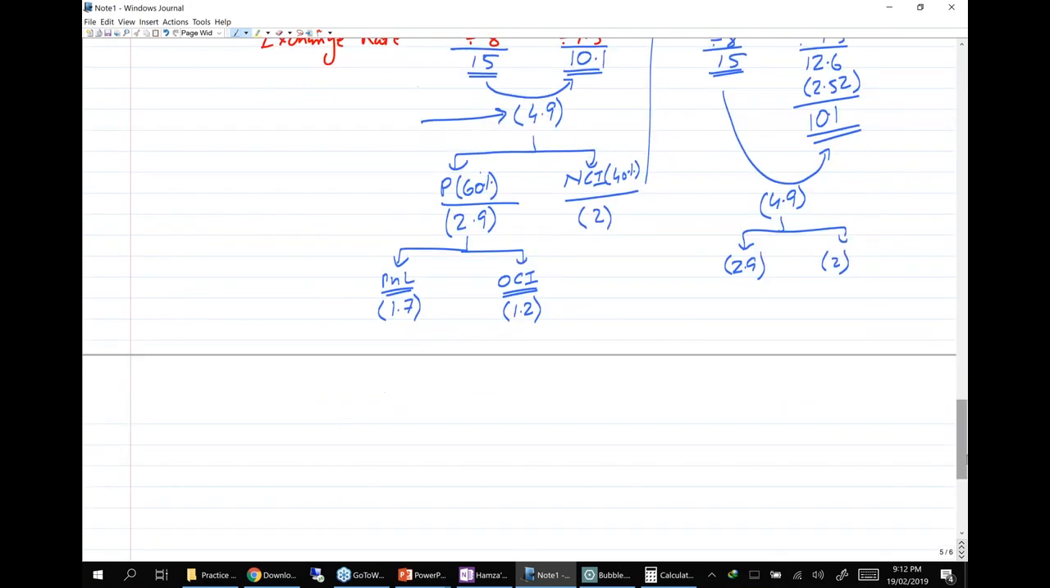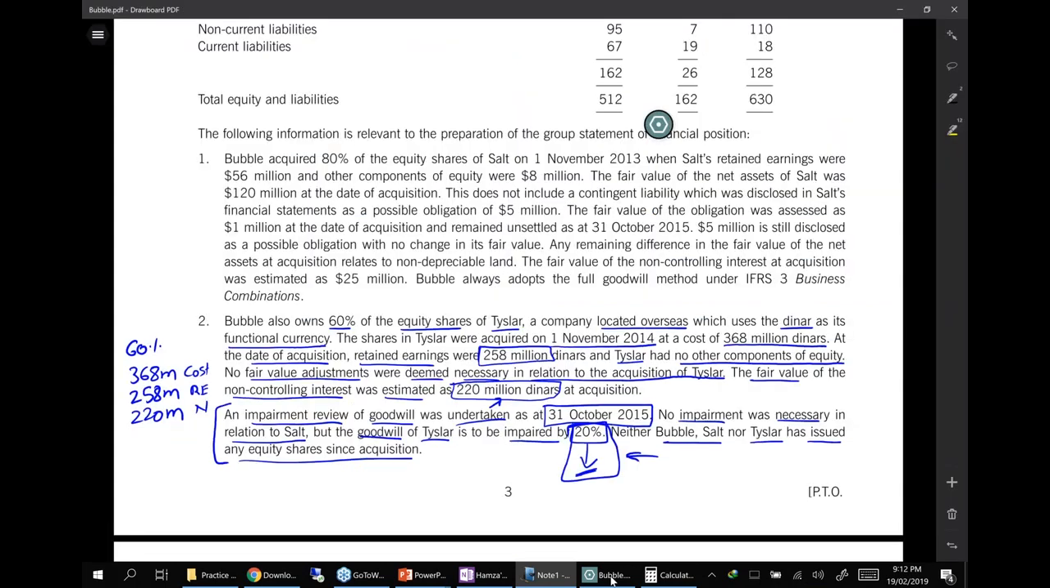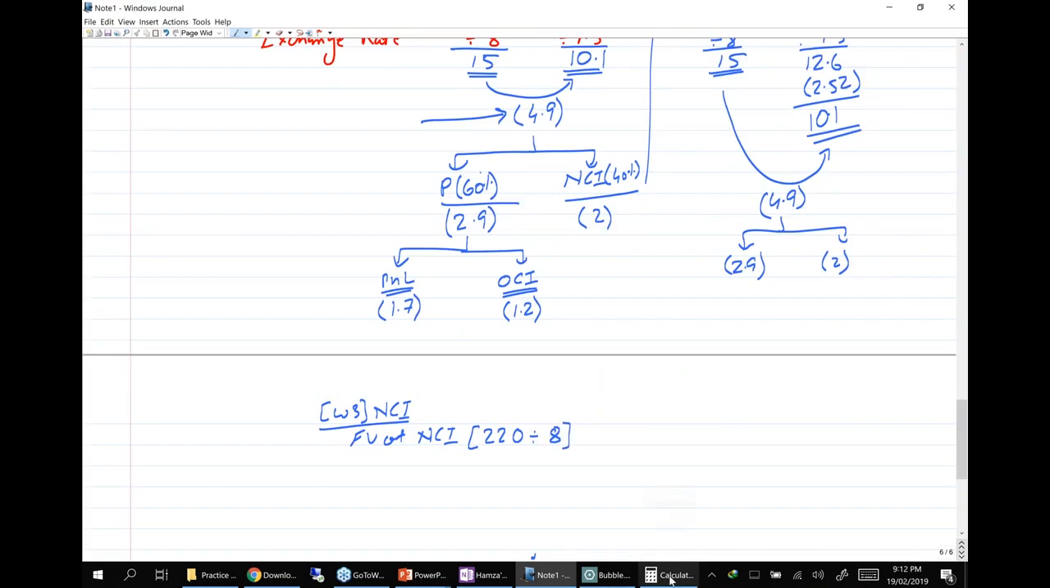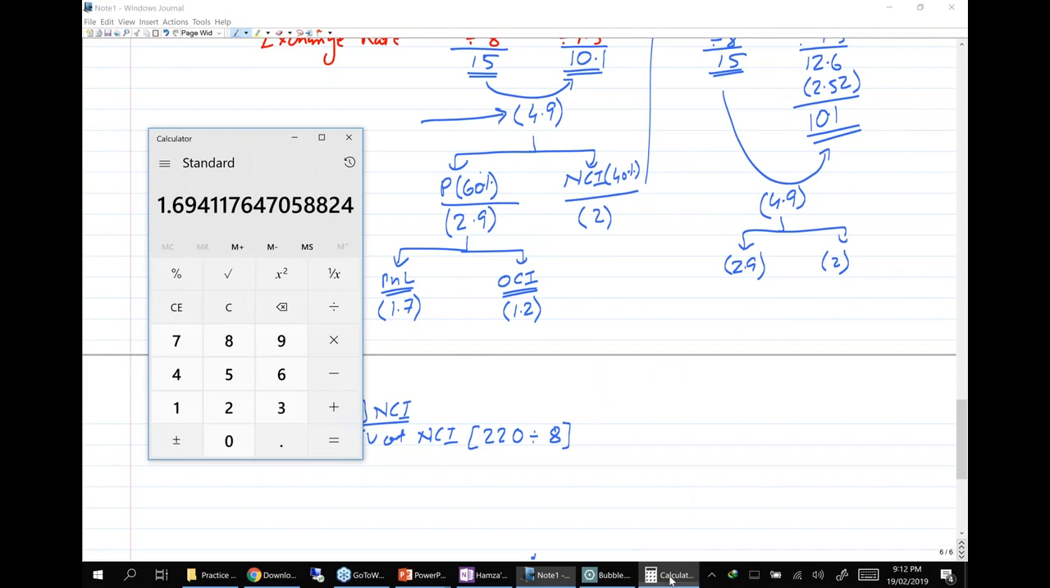Now let's prepare working number 3, which is going to be the NCI. And we're going to start from the fair value of NCI, which was, let's refer to the question, 220 million dinars. So the fair value of NCI is going to be 220 divided by the rate at the date of acquisition. So 220 divided by 8 is going to be 27.5.